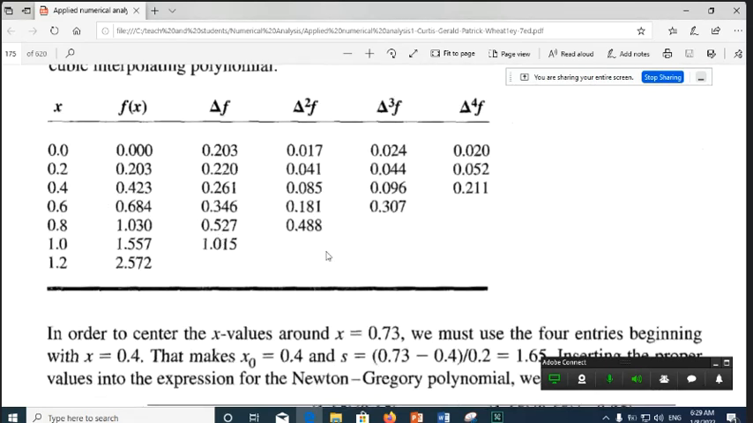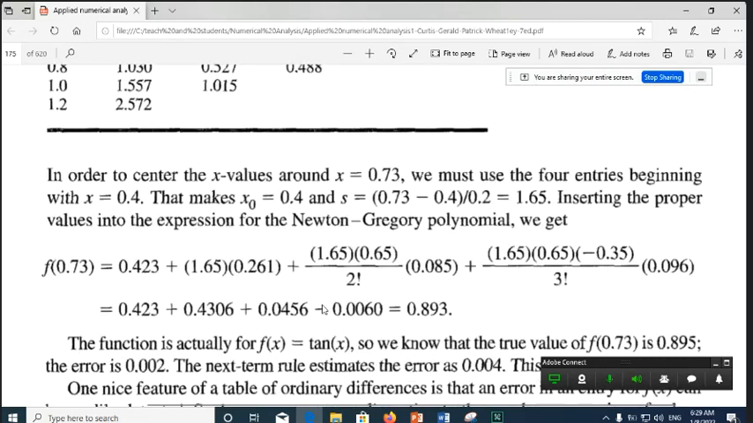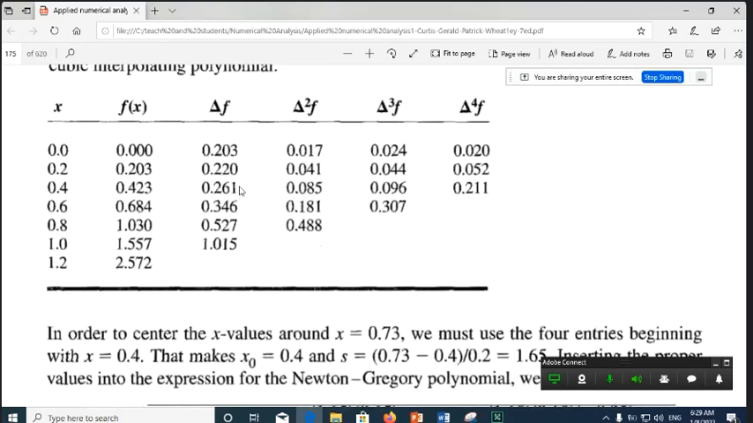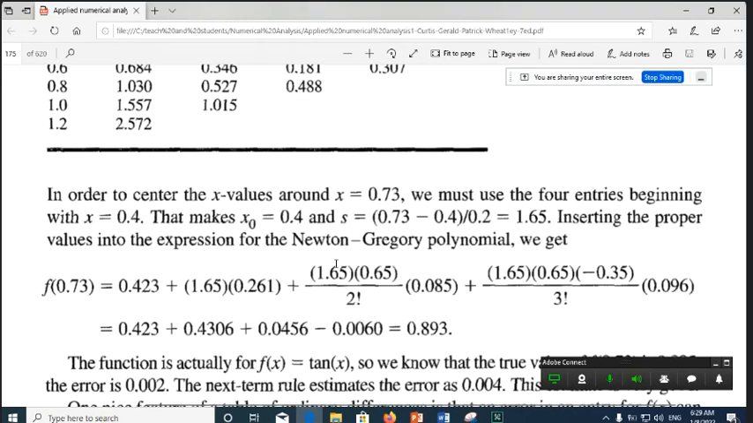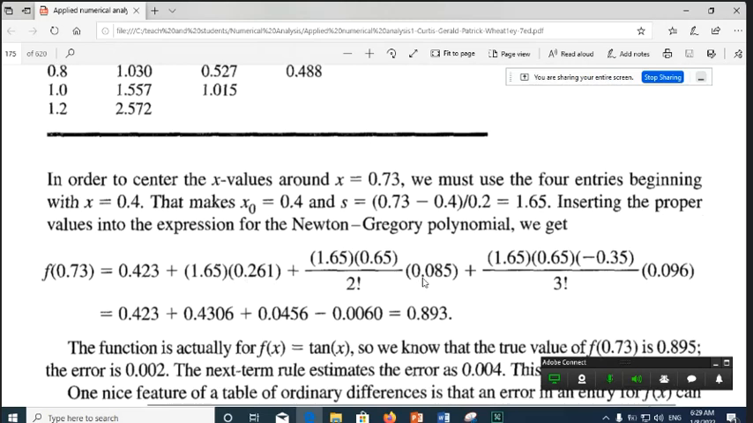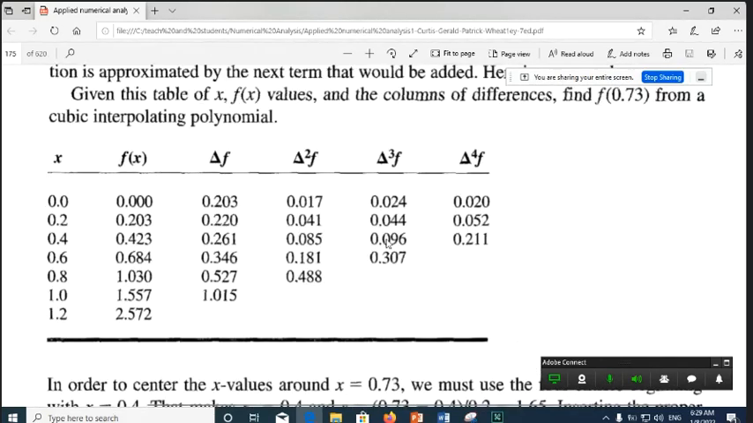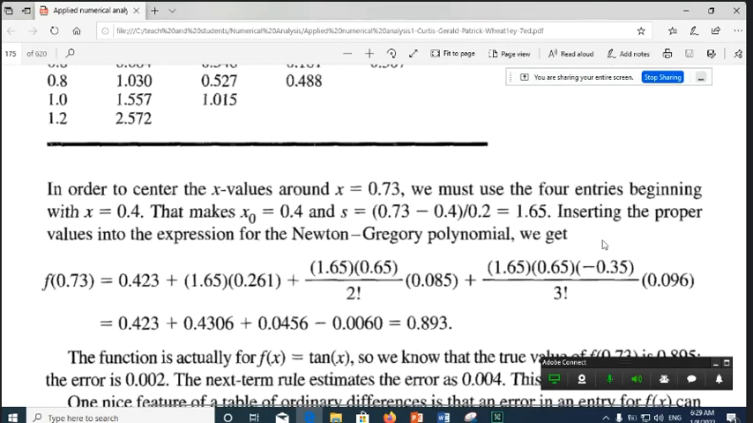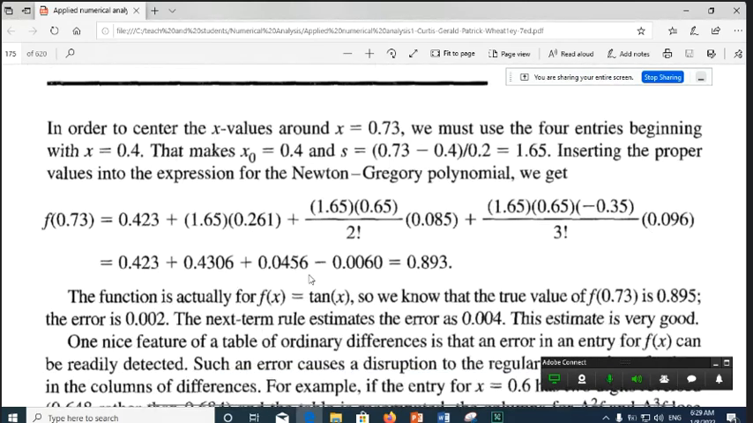the value at this point 0.4 here, and the second del f in the third row as here, and the third value in this column, the next value in this row, excuse me, in this row, 0.096, and the interpolated value of f is equal to 0.893.